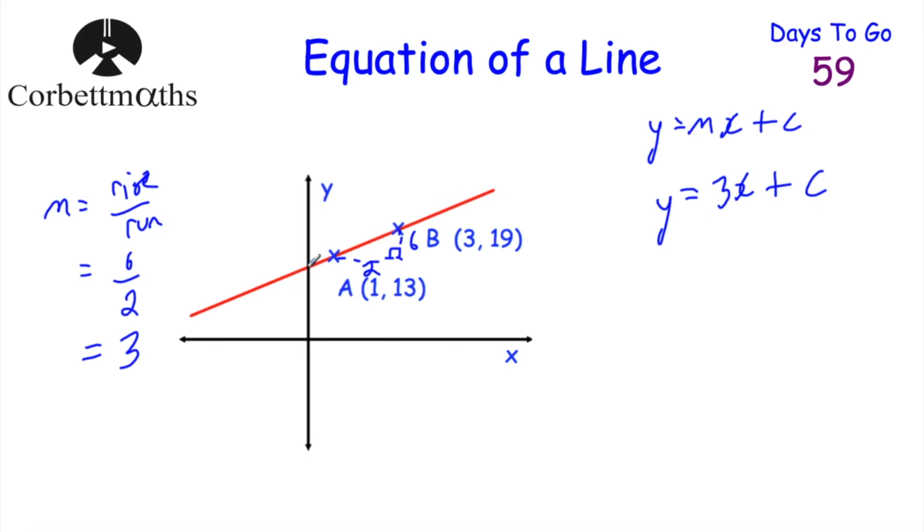So if we go back 1 and down 3, we can find this point, and this would be the point 0, 10. So that means its y-intercept is 10, so it would be y equals 3x plus 10. So that's the equation of the line. So that's one approach to find the equation of that line.